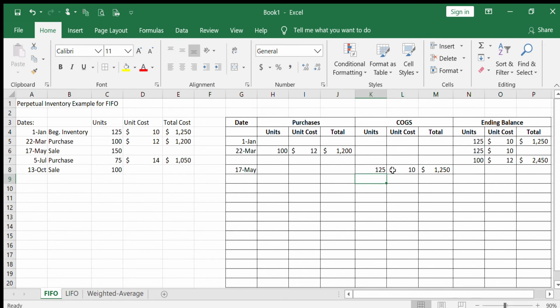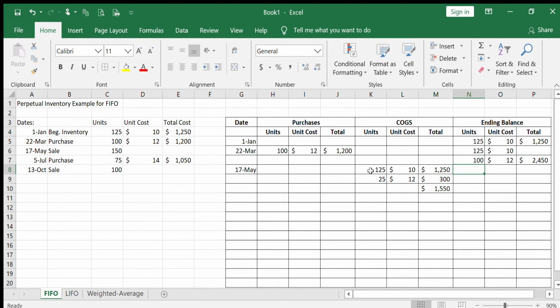So we have the total amount right there. And then we still need 25 more units to get to our 150 sold. So we're going to take 25 units from our purchase that cost us $12 per unit. We're going to multiply those two together, and that's $300. And to get our total cost of goods sold for this transaction, we'll add those two together, and we get $1,550.